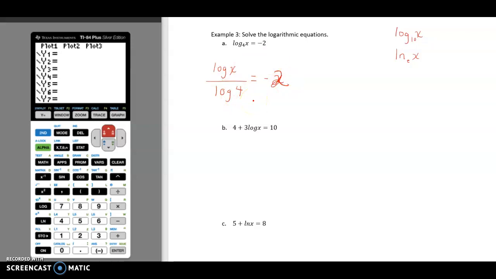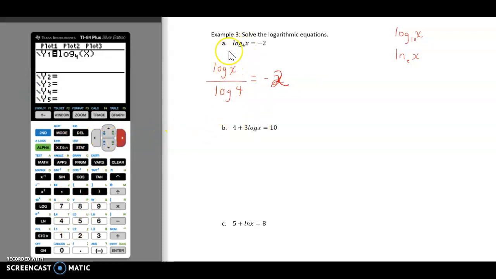I will show you, some calculators have the option if you press the math button and you go over, you stay here and you go all the way down. Some of the calculators have this option under A, log base. You press enter, you can actually type in whatever base you want. So that would be base 4 here. And then of what would the argument be?